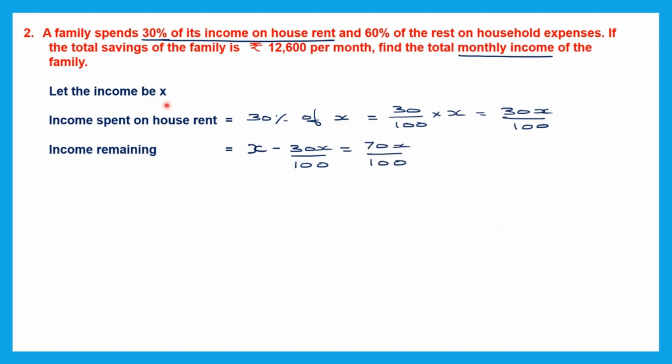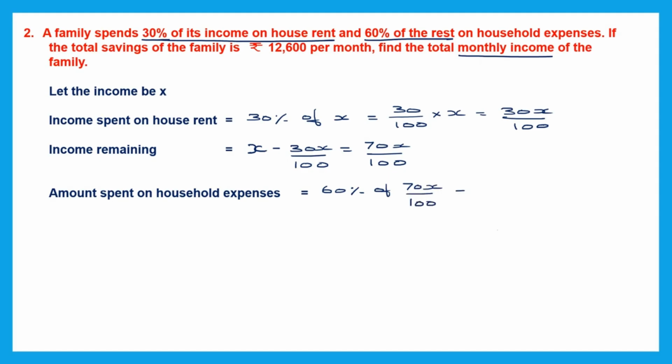So first we said let the income be x. From that some amount is spent, that is 30x by 100. So what is remaining, when we subtract both, is 70x by 100. Now we also know that an amount has been spent on household expenses, and what is that? That is 60% of the rest. And what is the meaning of rest? Remaining. 60% of the remaining was spent on household expenses. So if we calculate that, we'll know the amount here. So 60% of 70x by 100, because this is the remaining.